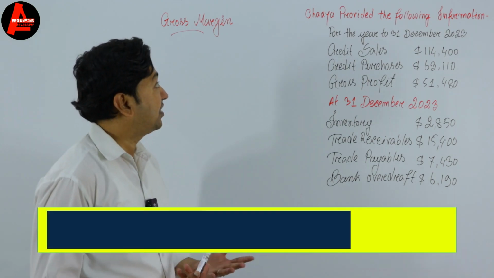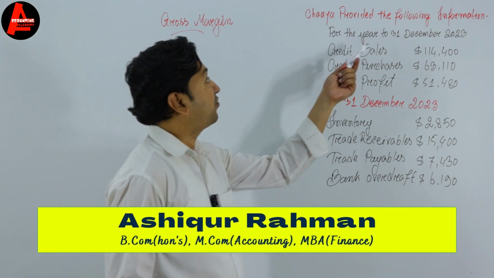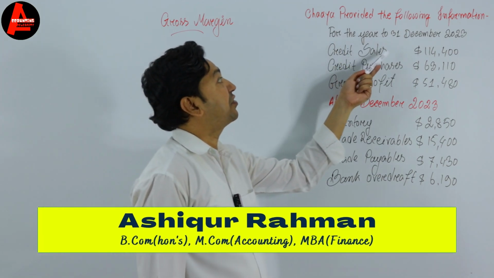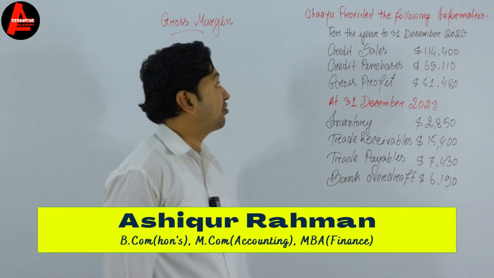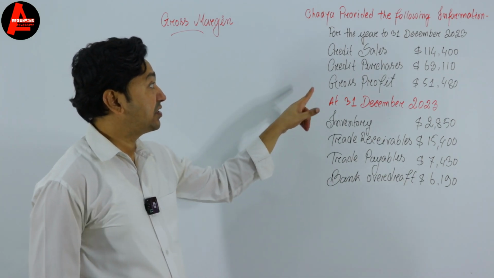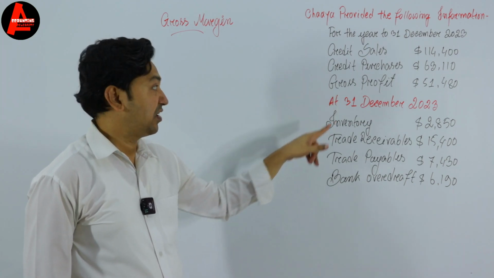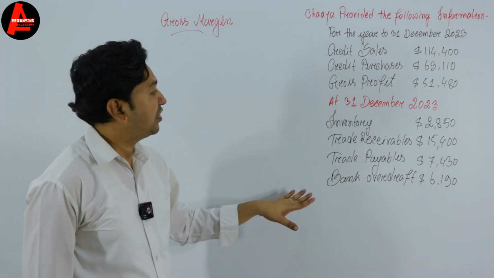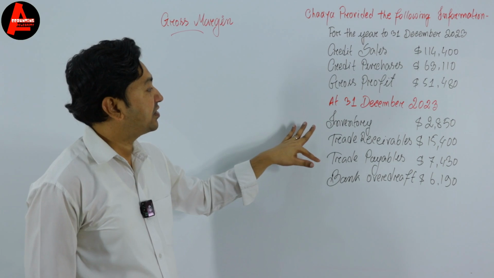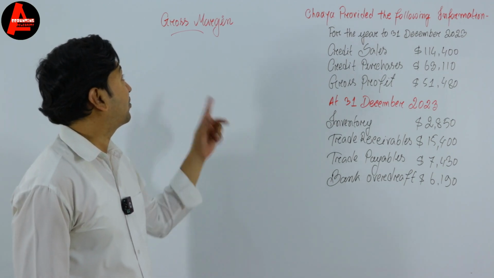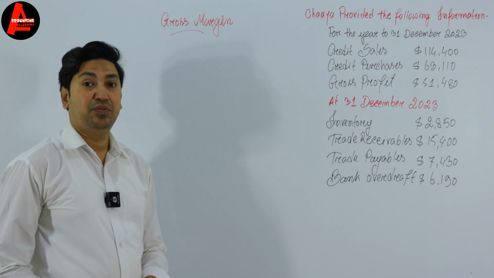So what is written here? Chaya provided the following information. Here we see for the year ended 31st December 2023, we have credit sales, credit purchases and gross profit. Then we have some more information. Here we have two current assets and two current liabilities. These are not relevant to calculate gross margin.